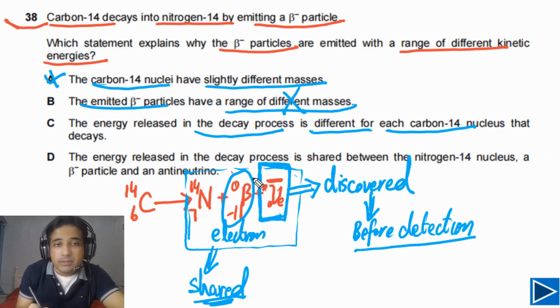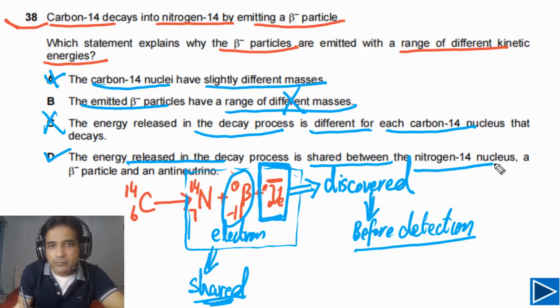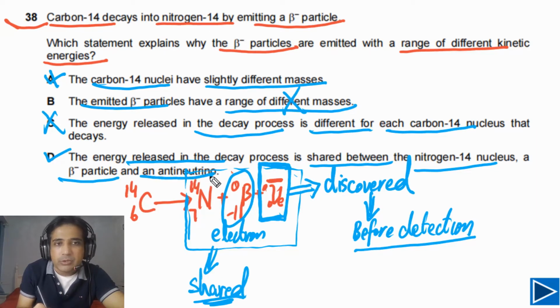But energy is shared between these particles. So this is also not a possible answer. So the answer has to be D. The energy released in the decay process is shared between the nitrogen-14 nucleus, the beta minus particle, and the electron anti-neutrino. So the answer for this question is D.